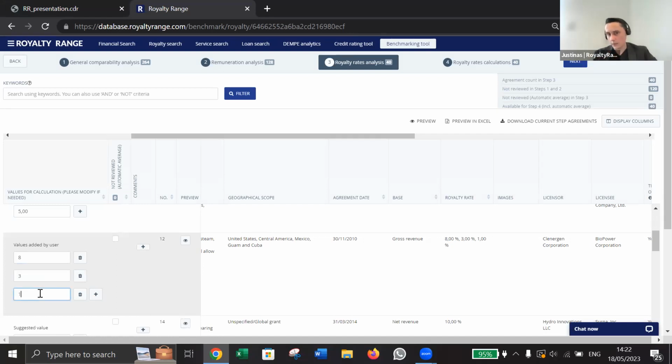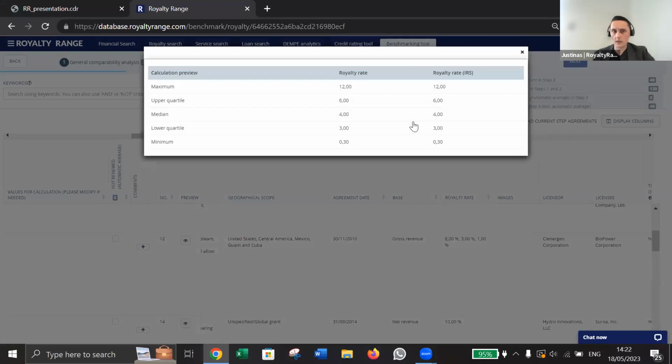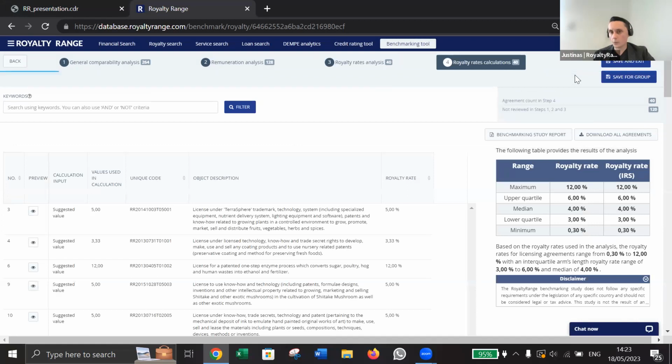You can customize it. You could say, no, we actually want to use 8, 3, and 1% royalty rates as separate items. And we can now take a quick look at the preview of how the conclusion would look. So the median royalty would be 4%, interquartile range from 3 to 6%, full range up to 12. And if that all makes sense, we can just click next and download the output, the benchmarking study write-up. This is provided in an Excel file in our system.